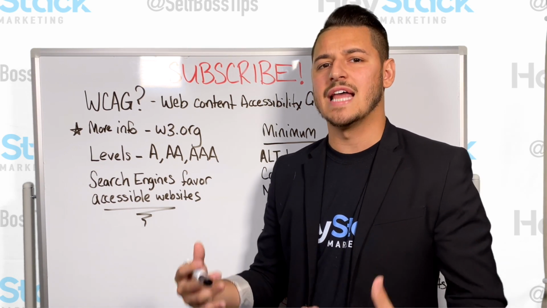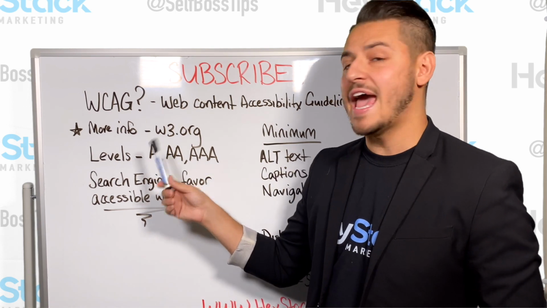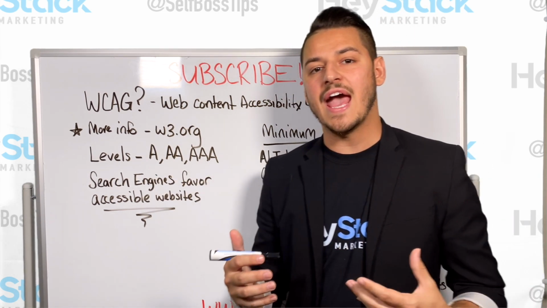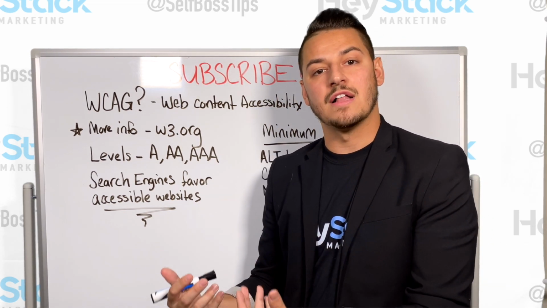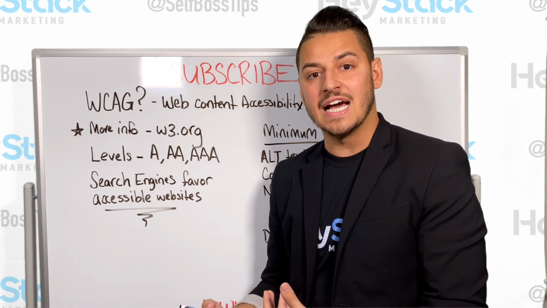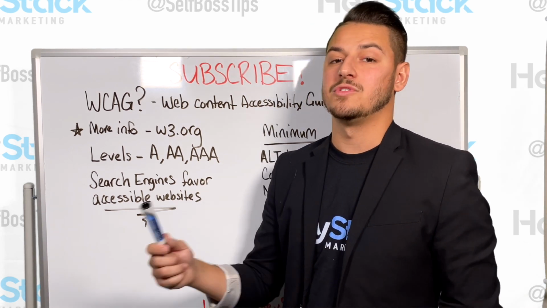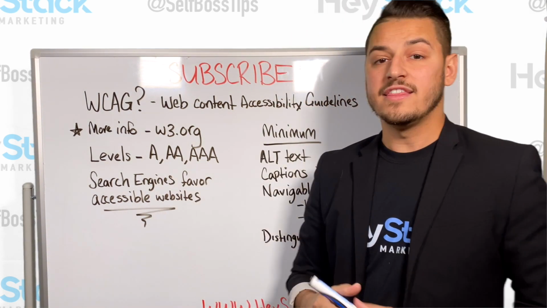There are 3 levels to accessibility on your website. The first level is A, the second level is AA, and the third level is AAA. The first level, A, is easily achieved as long as your web development company is aware of the guidelines and has experience in developing websites to meet WCAG guidelines. As I mentioned, search engines favor these websites.